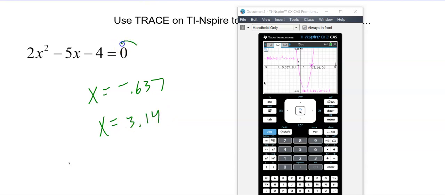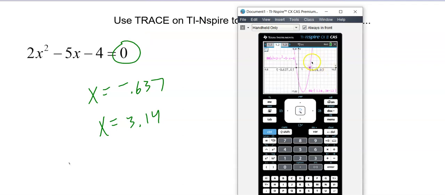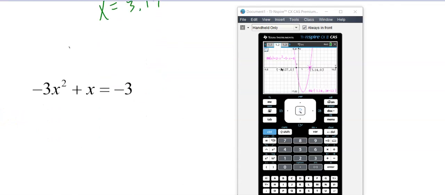Notice we're finding this set equal to 0 on the graph. That's equal to 0 there. So we're finding the zeros of the graph. It says the word zeros when you find out what the x values are when the y value is 0. That is basically what we're finding. Let's do one more. Make sure you're getting it.